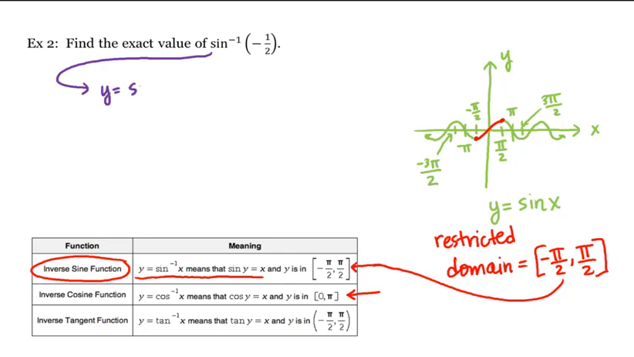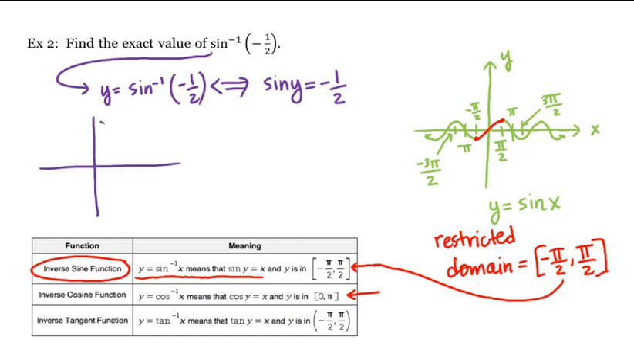Let's let y equal inverse sine of negative 1/2. This means we're looking for an angle y whose sine is equal to negative 1/2. Thinking of our unit circle, the sine of this angle here, which is 7 pi divided by 6, is equal to negative 1/2 because the y-coordinate of this point is negative 1/2.